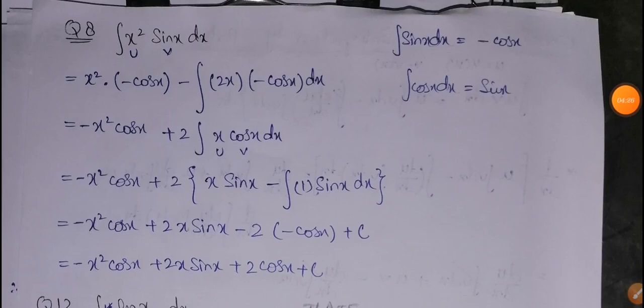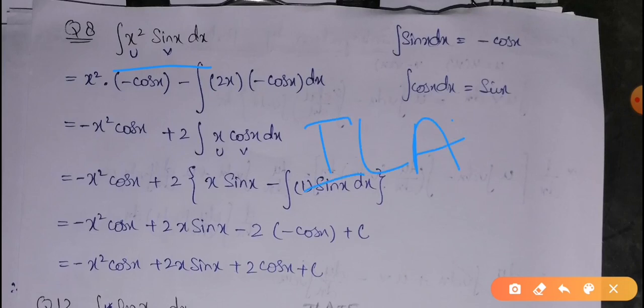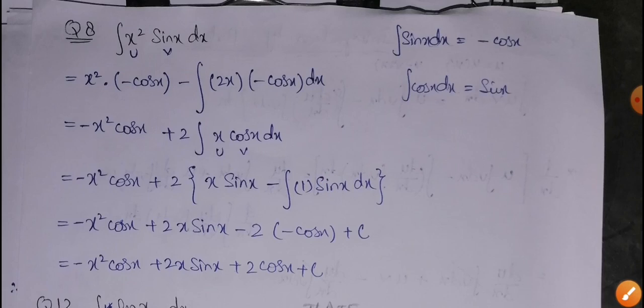Next we have question number 8, integral of x square sin x. Here we have an algebraic function and a trigonometric function. When I come to the expression ILATE, you can see algebraic functions come first. So I have chosen x square to be u and sin x to be v. Now applying the integration by parts rule.